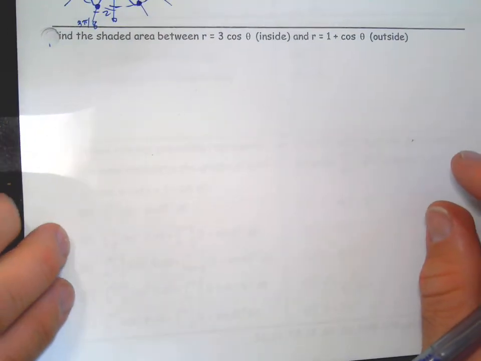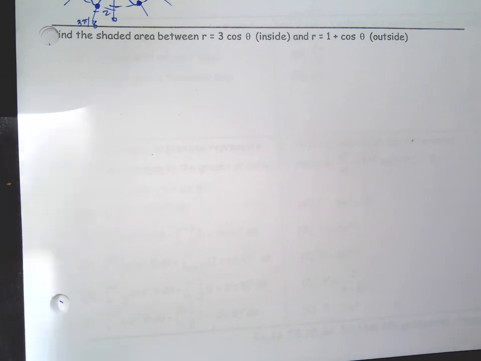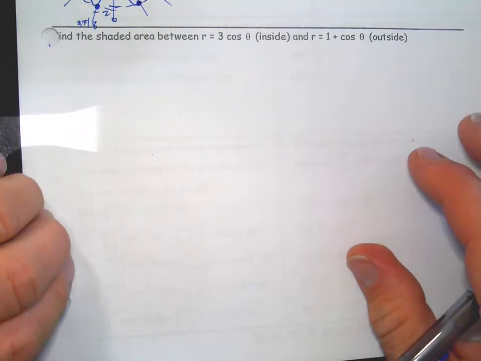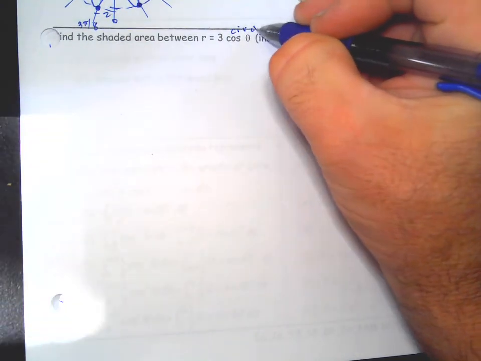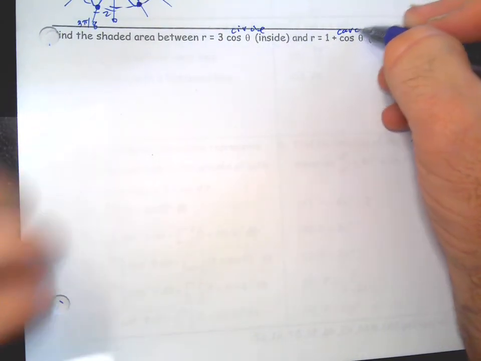Now, this one's interesting because this is going to be the area involving two shapes. So without a sketch, I don't really know how you pull this off. The first one is a circle, and the second one is a cardioid.